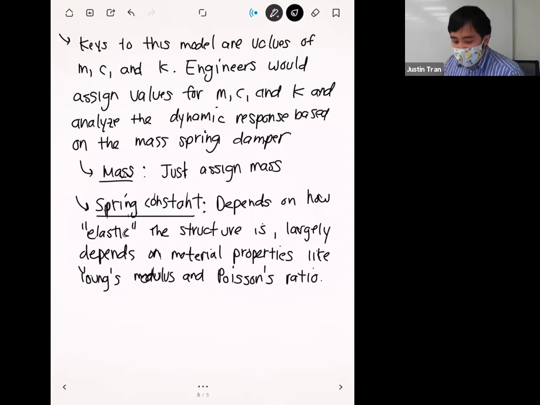And so spring constant, relatively speaking, is easier because I think generally everyone agrees that it depends on these things, but the exact relationship is going to be different. And it's going to depend on the geometry of your structure as well. Okay. All right. And so lastly, we have the damping.